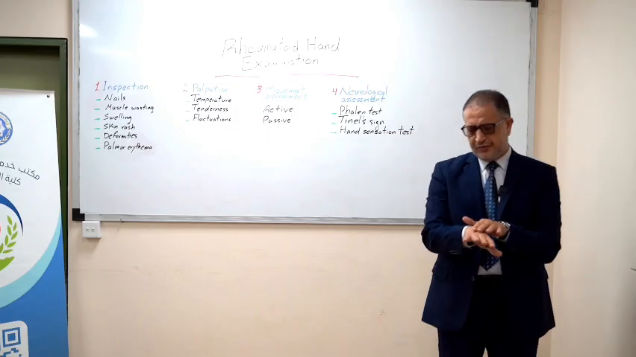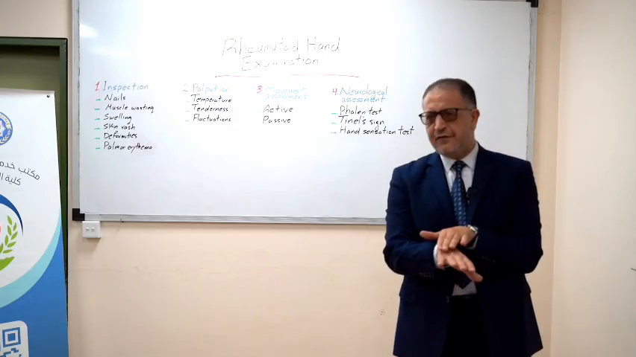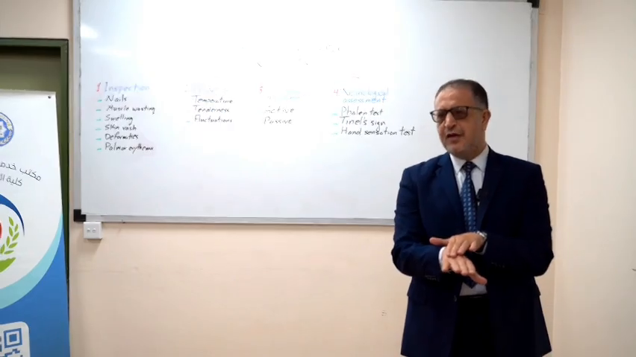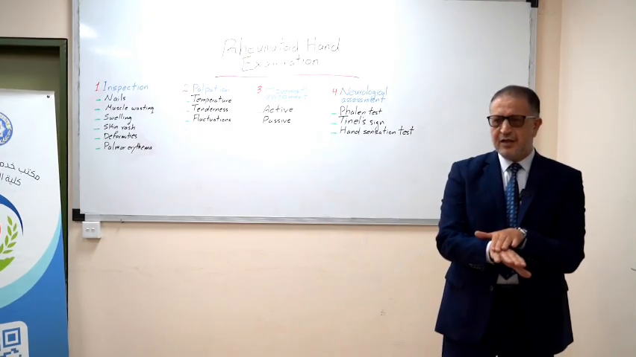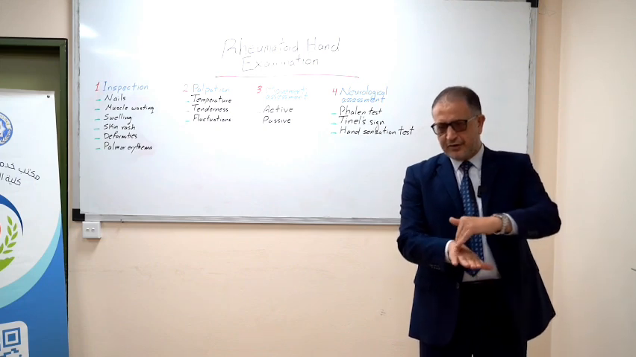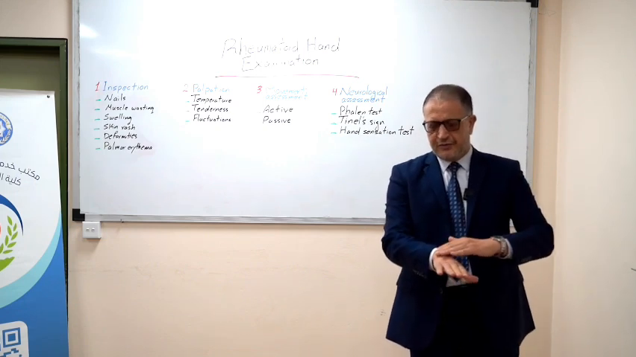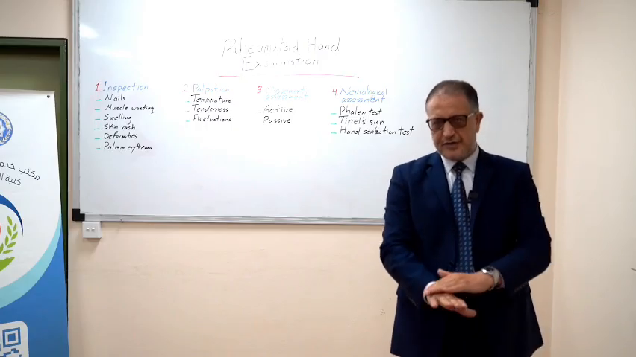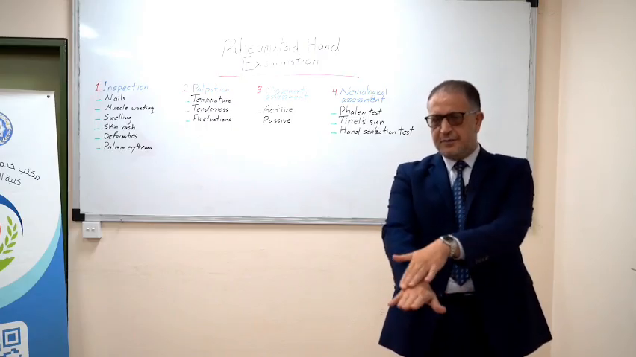Number 2, other than the flatness, there is a reduction in the size of the muscles. The patient has a deep flat hand. There is excessive muscle wasting, leading to a depressed area. You see this area is depressed down.